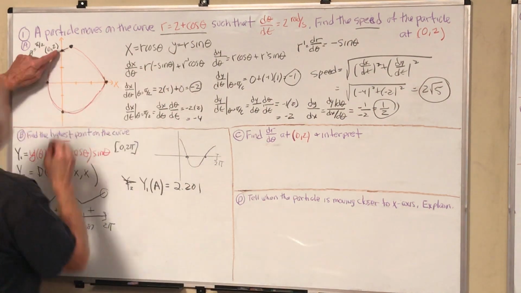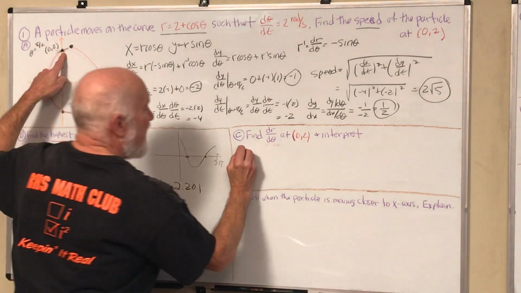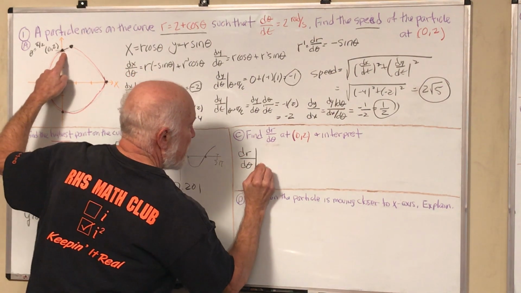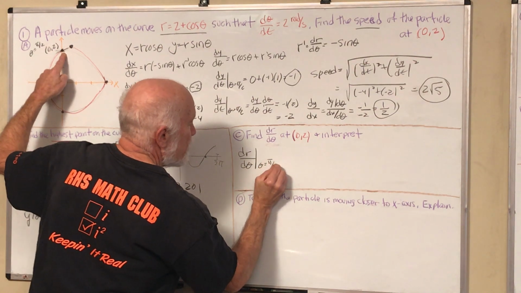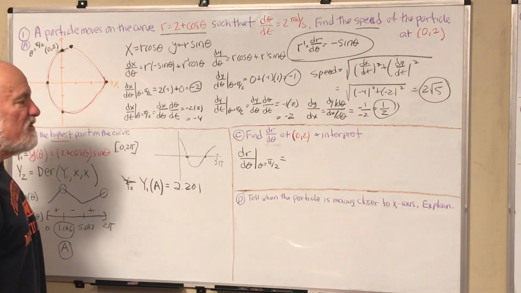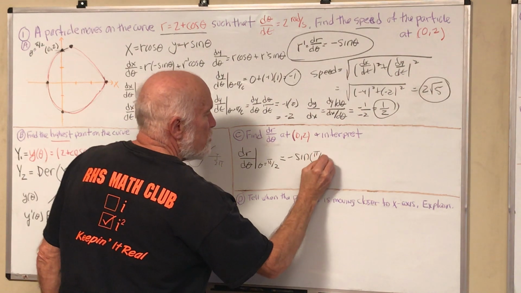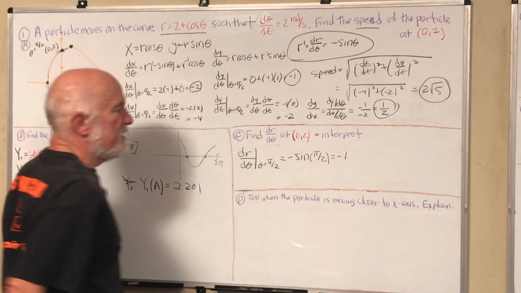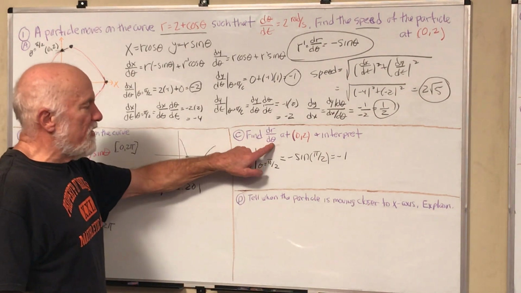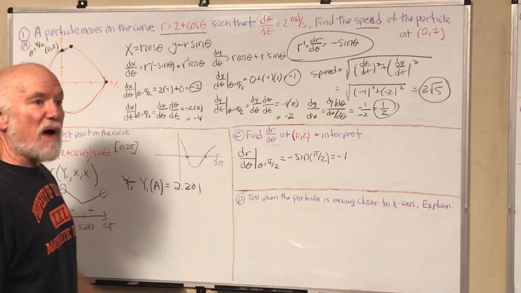So what if we take this point right here at (0, 2) and find what dr d theta is when theta equals pi over 2? Well, we've already found out that dr d theta is minus the sine of theta. So it's minus the sine of pi over 2, or -1. So what does that mean? It means as theta is getting bigger, as you go along the path, because that's negative, r is getting smaller.